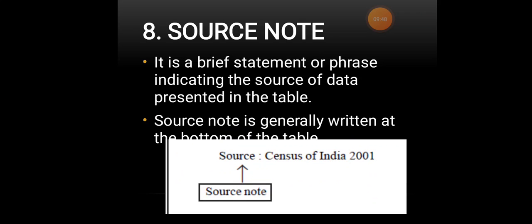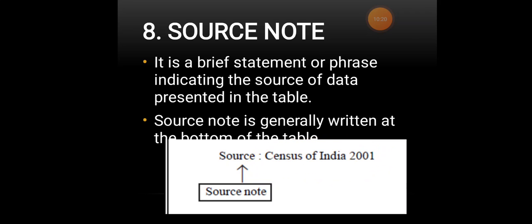Lastly, the last thing is about the source note. It is the brief statement or phrase indicating the source of data presented. Source of data in the sense of from where the data has been collected. Source note is generally written at the bottom of the table. Okay, so what will it tell? It will tell where the data, whatever data I had shown, maybe about the workers, maybe about the non-workers, all these things was taken into consideration from the Census of India 2001.